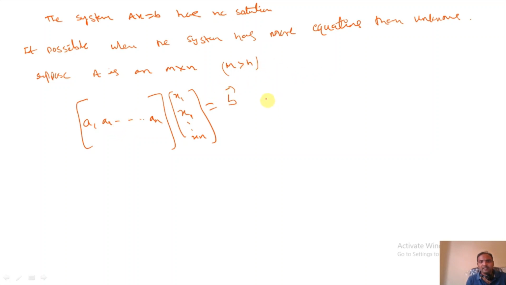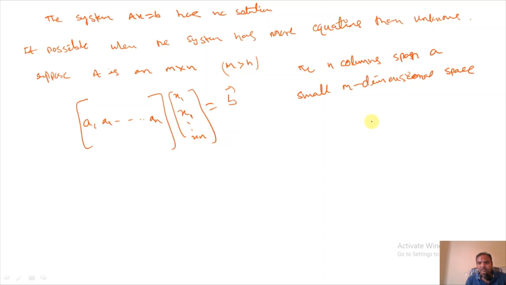Now observe this point. The system has more equations, an m by n matrix. Here the n columns span an m dimensional space. Suppose the n columns are linearly independent; they span a small subspace, because m is more than n. That means this system has no solution.